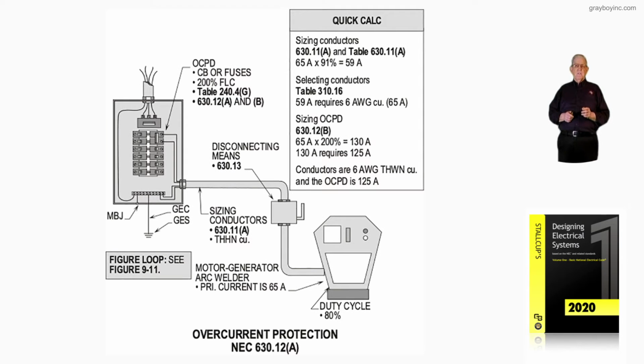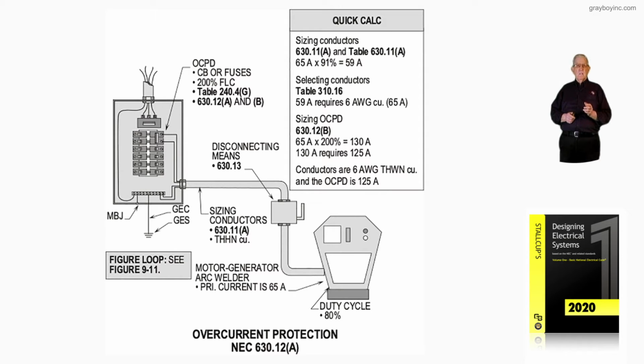Now this illustration deals with the overcurrent protection in accordance with 630.12(A), but notice it's a motor generator arc welder. The primary current is 65 amp. Now notice it's suggested here, don't take the duty cycle and take the square root of it here because it's a motor generator arc type welder.